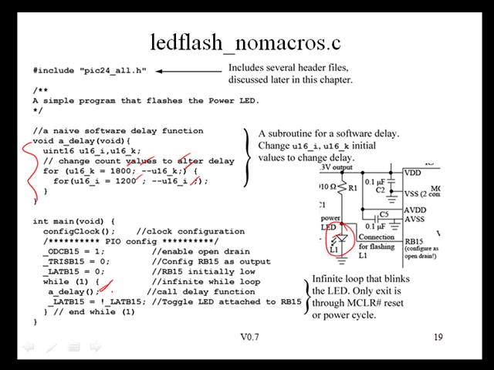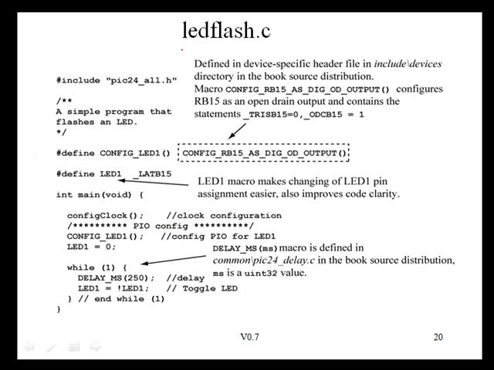What is long enough? Long enough means that it has to be on for 50 to 100 milliseconds or so minimum in order to actually see that thing blinking. This example, ledflash.c, does exactly the same thing as the previous code does, except it's written in a style that's going to be used for the remaining examples in this book.